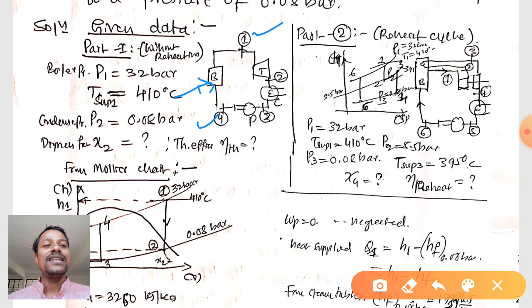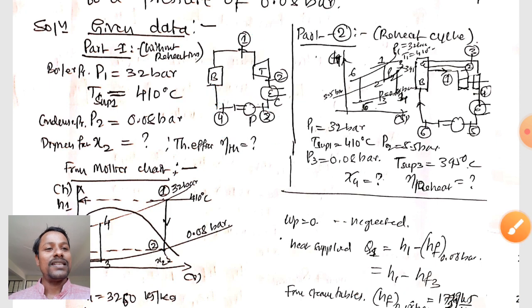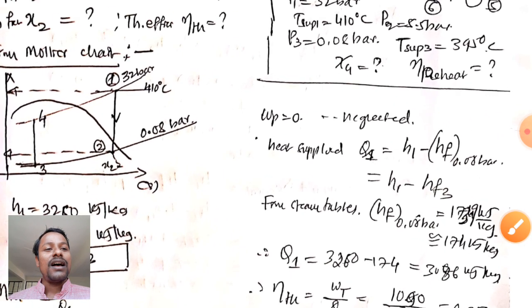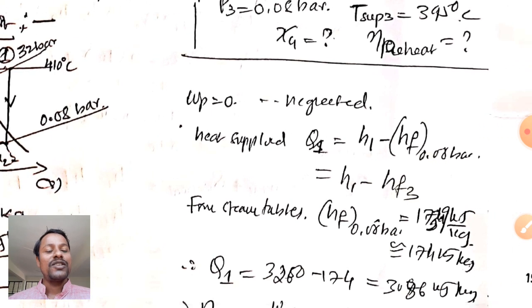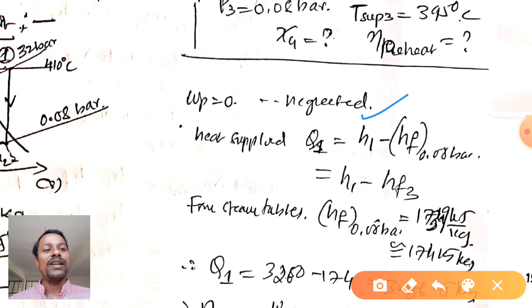HF4 is the enthalpy at 0.08 bar pressure, because this pressure is same. So I can get HF at 0.08 bar from the steam table. First let me write the formula: heat supplied Q1 is equal to H1, the enthalpy at state 1, minus HF4. HF4 is nothing but HF at 0.08 bar, which is also equal to HF3, because it is a constant pressure line.